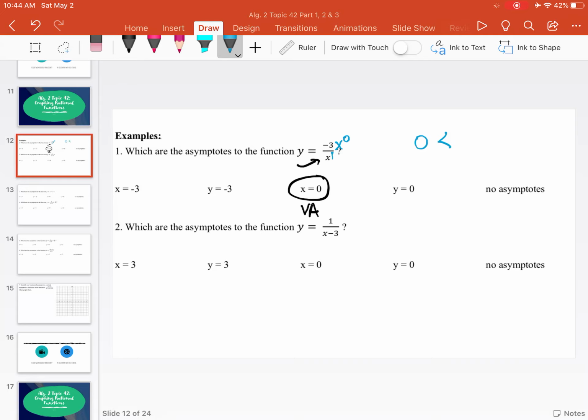Since the degree of 0 is less than the degree of 1, we know that our horizontal asymptote will be y equals 0. And that's because as x gets bigger and bigger and bigger, our fraction will become smaller and smaller and smaller and get closer and closer to 0.